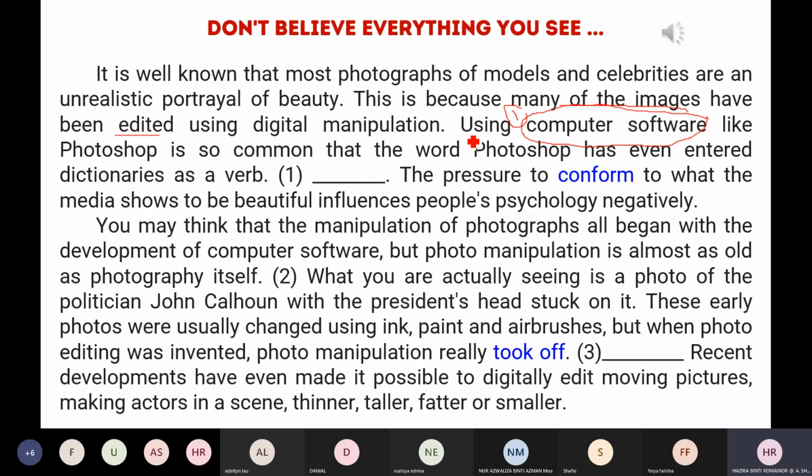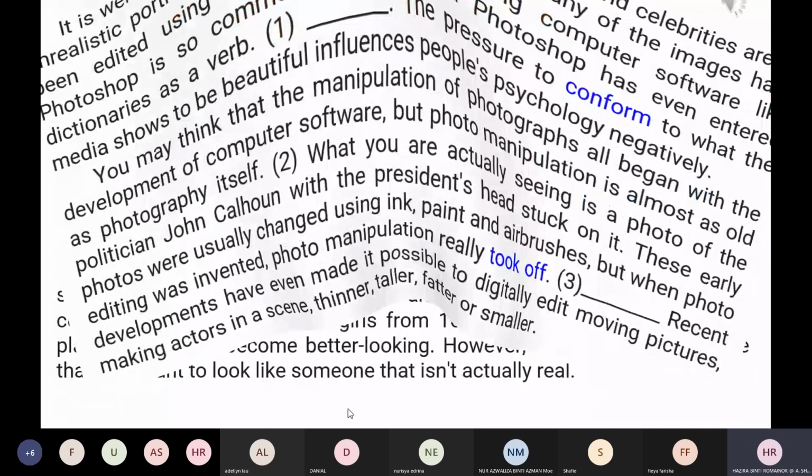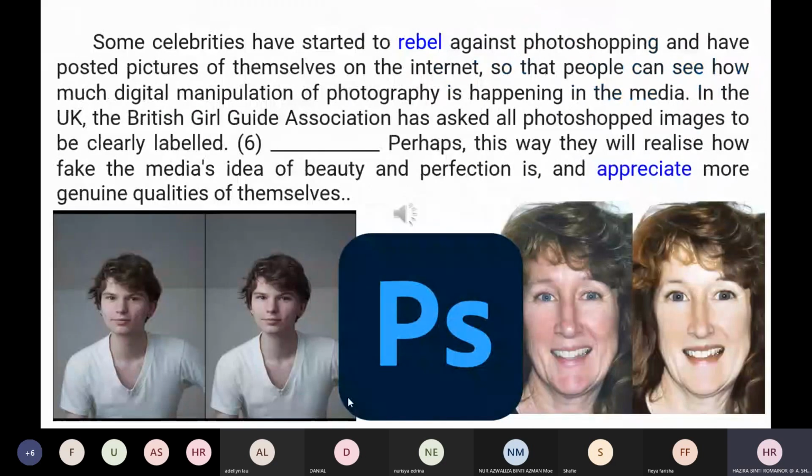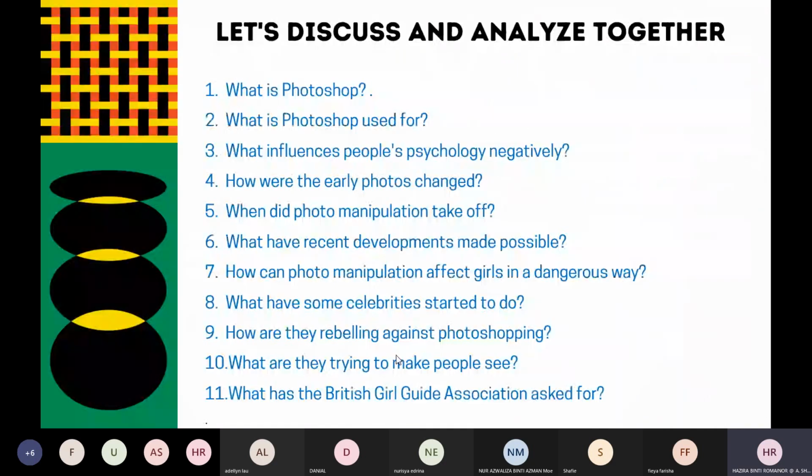All right, so next question, 3, 4, 5, 6, 7, 8, 9, 10, and 11. You may choose any number that you want to answer. I show you back the question. Okay, number 1 and 2 done. So left 3 until 11.